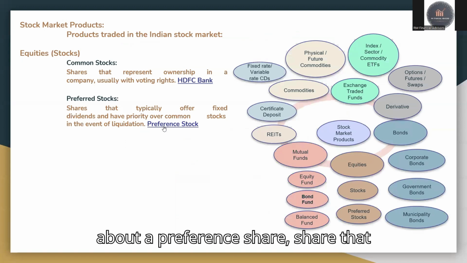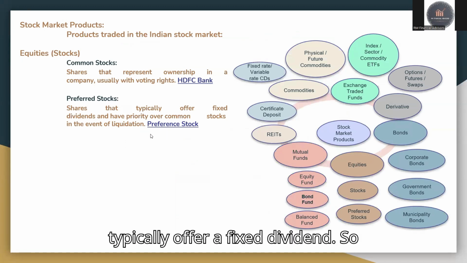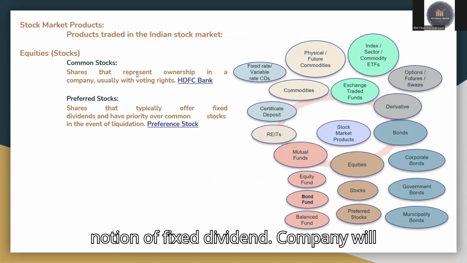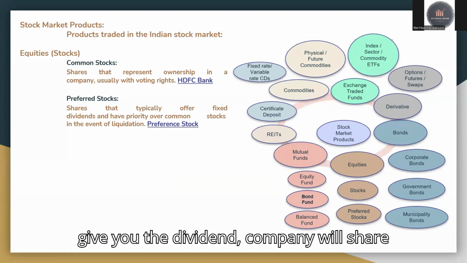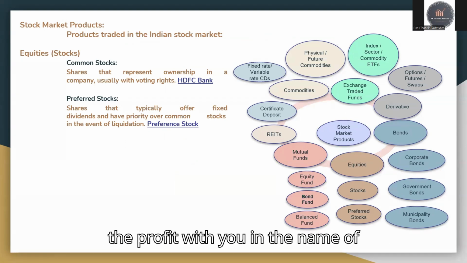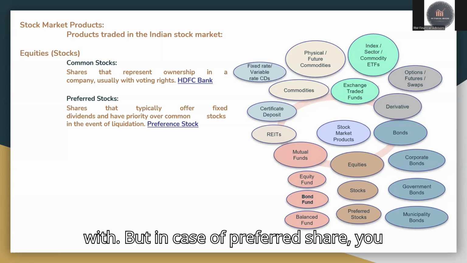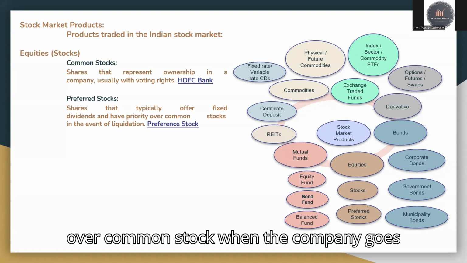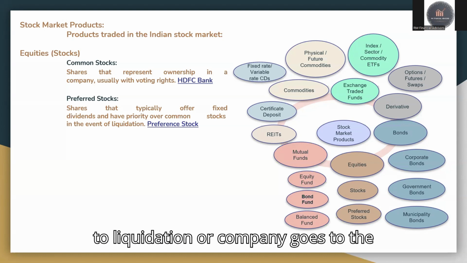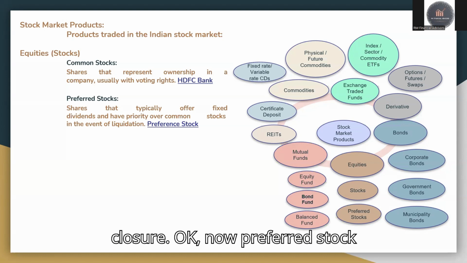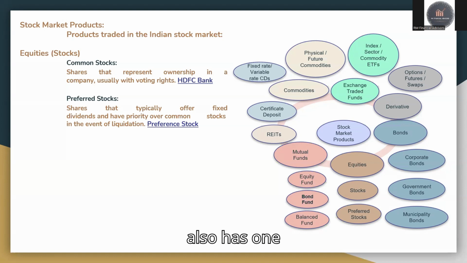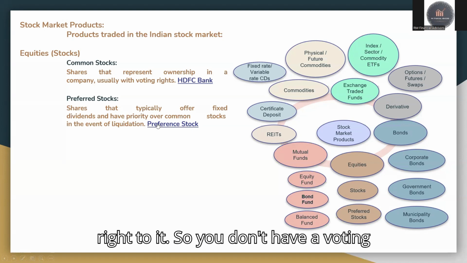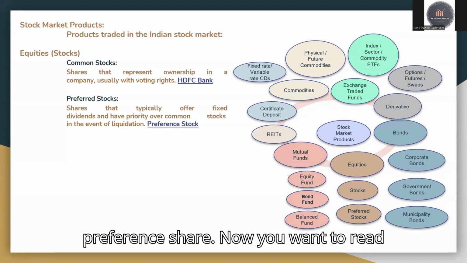Now we talk about a preference share, a share that typically offers a fixed dividend. In common stock, you do not have the notion of fixed dividend. The company will share the profit with you in the name of dividend whenever they feel comfortable. But in case of preferred share, you have a fixed dividend, and priority over common stock when the company goes to liquidation or closure. Preferred stock also has one demerit: you don't get a voting right in the company.